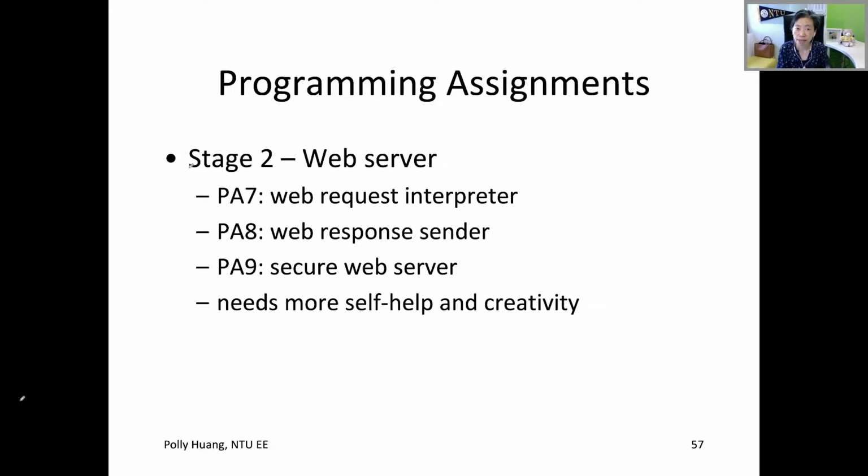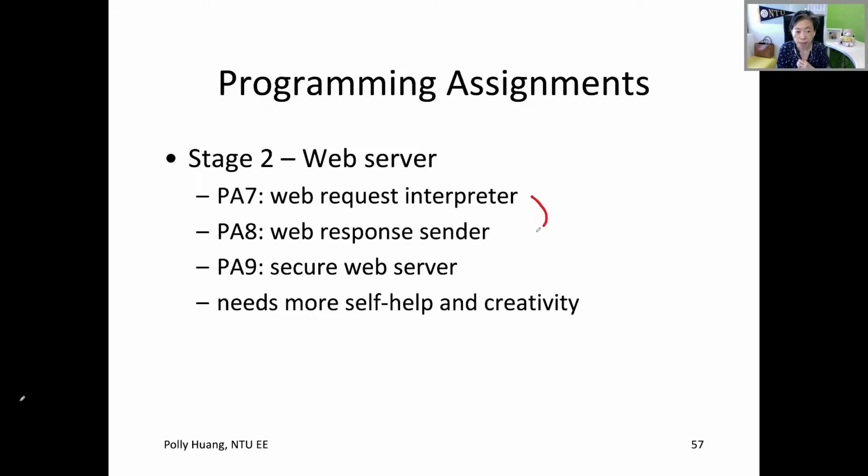Stage 2 of the PAs consists of only 3 assignments, but they are not easier. The goal is to learn about this web server implementation that is already built in Golang. So one doesn't need to implement the web server from scratch. Instead, reuse the existing code and create your customized web server. Let's talk about each of these PAs a little bit more.